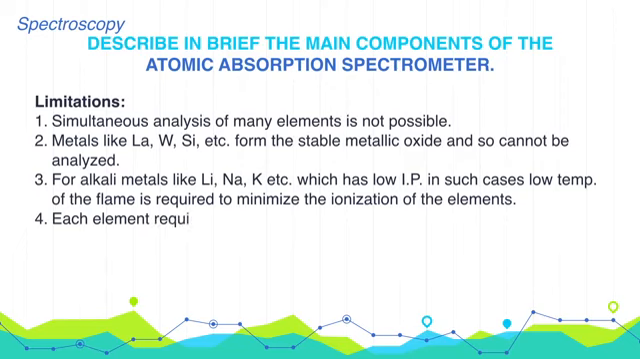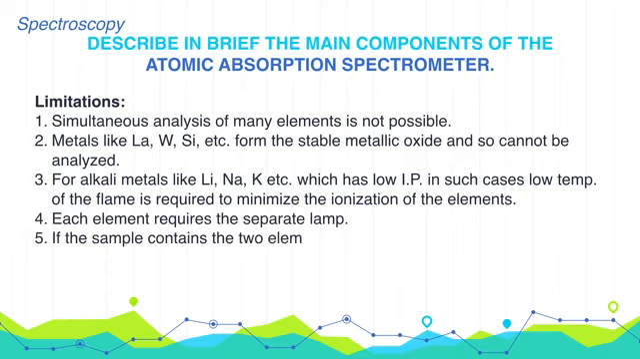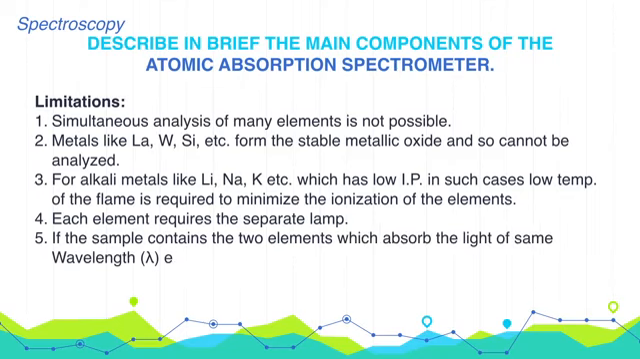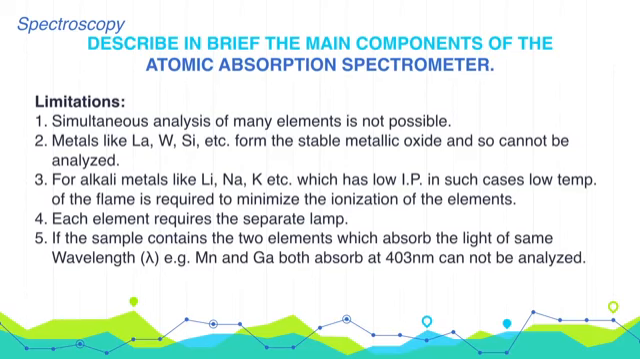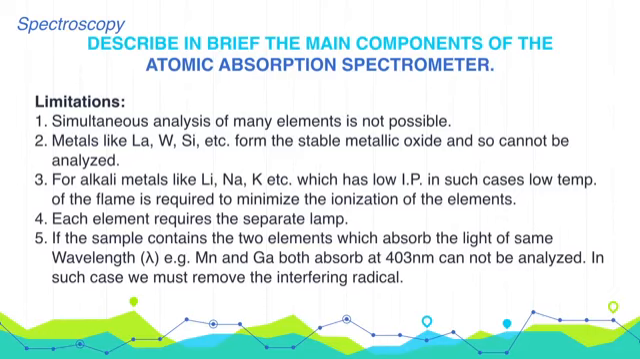Each element requires a separate lamp. If the sample contains two elements which absorb the light of same wavelength lambda, for example, manganese and gallium, both absorb at 403 nanometer, cannot be analyzed. In such case, we must remove the interfering radical.